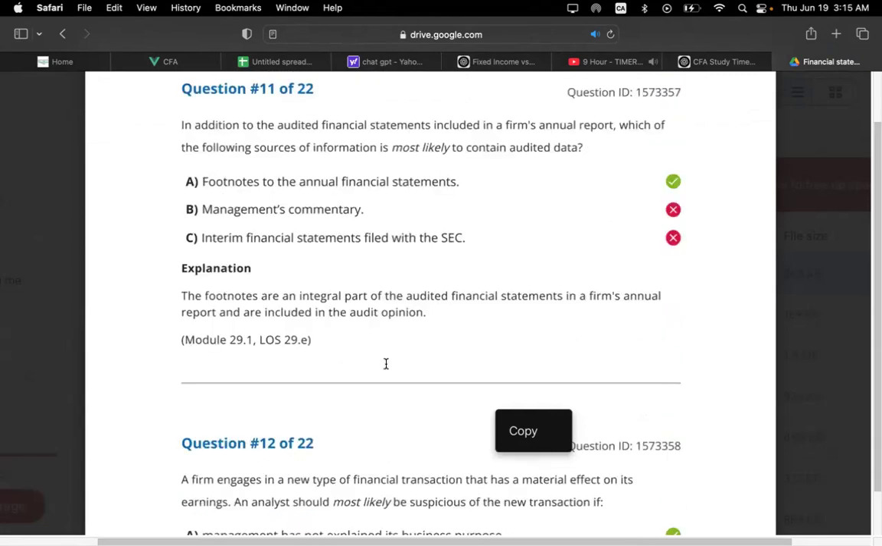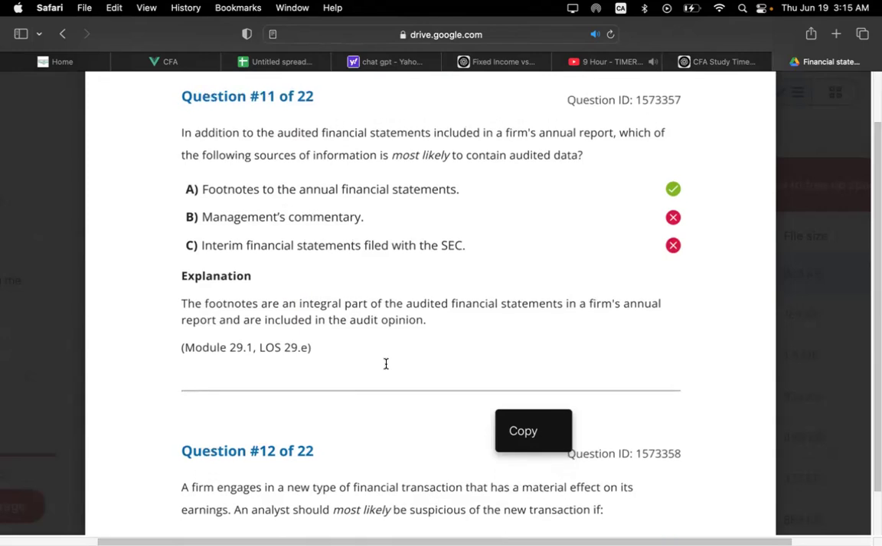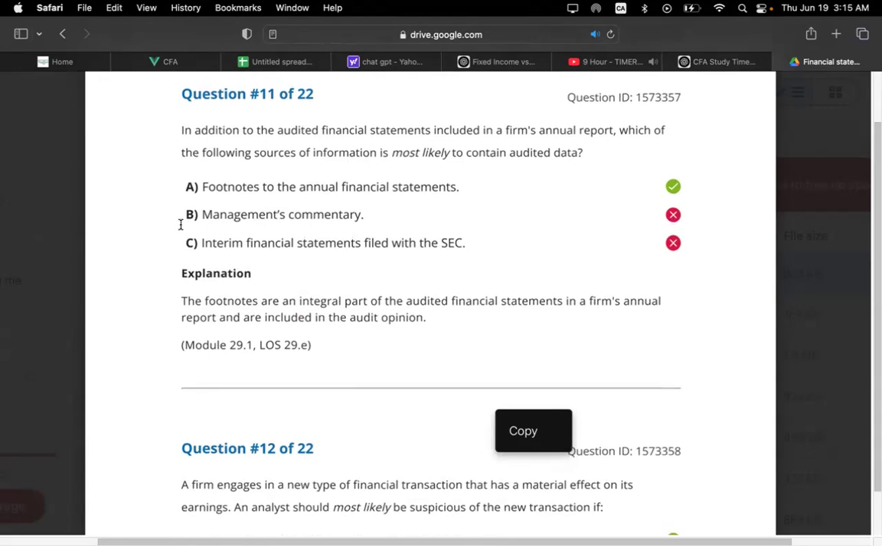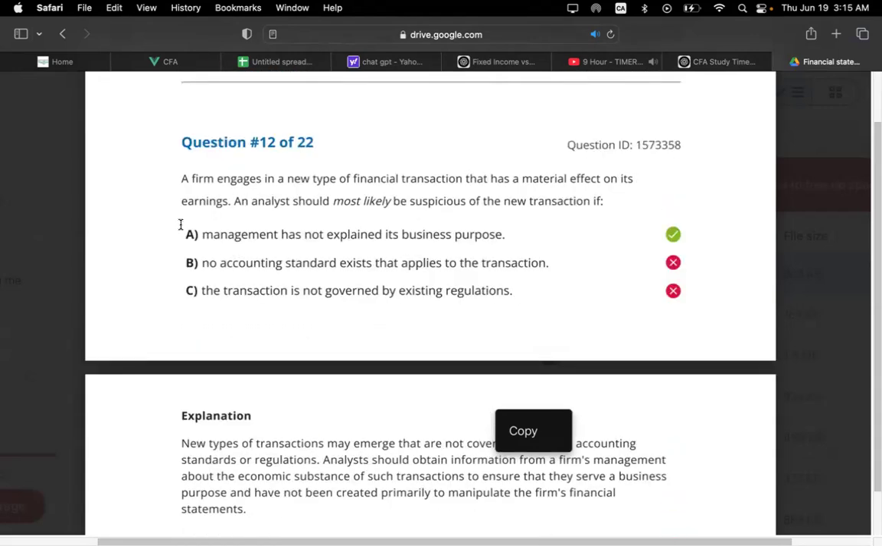11 is, in addition to the audited financial statements included in the firm's annual report, which of the following sources of information is most likely to contain audited data? The footnotes. So very simple. A firm employs a new type of financial transaction that has a material effect on its earnings. An analyst should most likely be suspicious of the new transaction if management has not explained its business purpose.